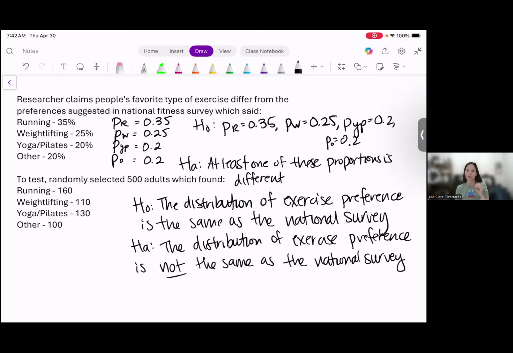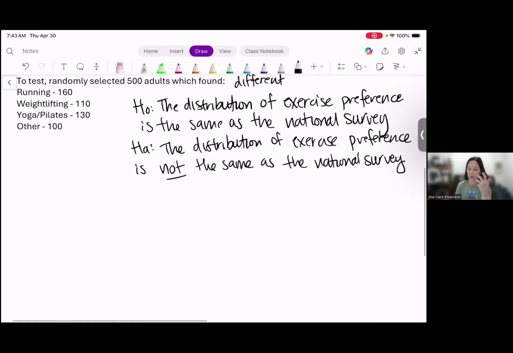How do we calculate expected counts? In order for the large counts condition to be met with chi-square testing, our expected counts need to be at least 5. Random and normal conditions are as they are in all of the other ways that we check. But for the large counts, that's why we don't call it normal. It's the large counts condition. Our expected counts need to be at least 5. Well, what do we expect to happen for these 500 adults if it really is 35%, 25%, 20%, and 20%? So we need to calculate what we would expect.